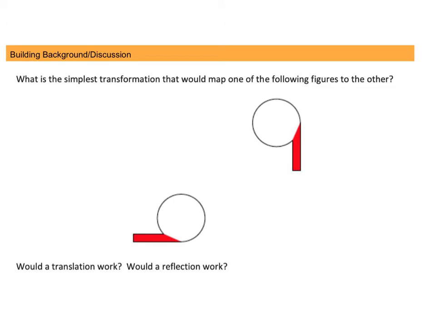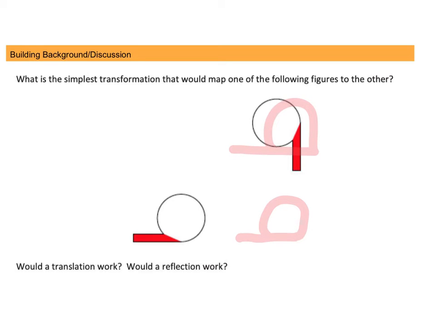All right, so this is the background that we're just going to use to build on our concept development of rotations. We have these two figures here. It says, what's the simplest transformation that would map one of the following figures to the other? Would a translation work? Would a reflection work? If we were to translate this figure, we could slide it over. It would be maybe right here. But then we would slide it up and it would be in the wrong position.